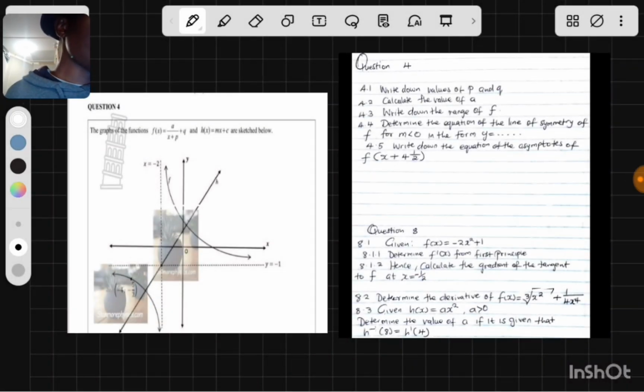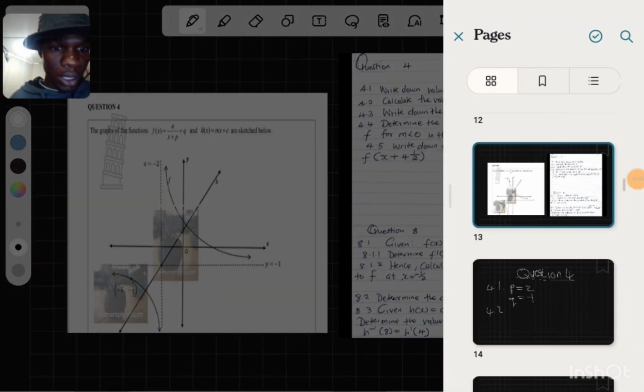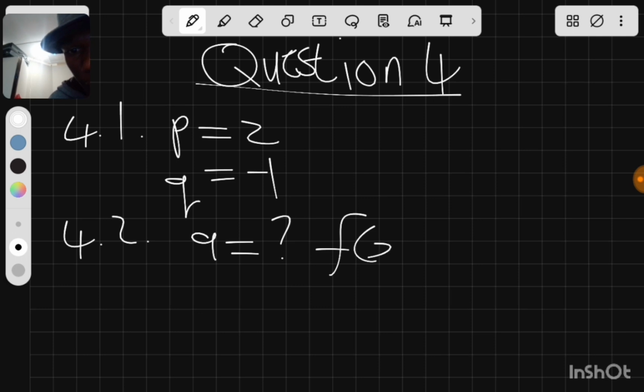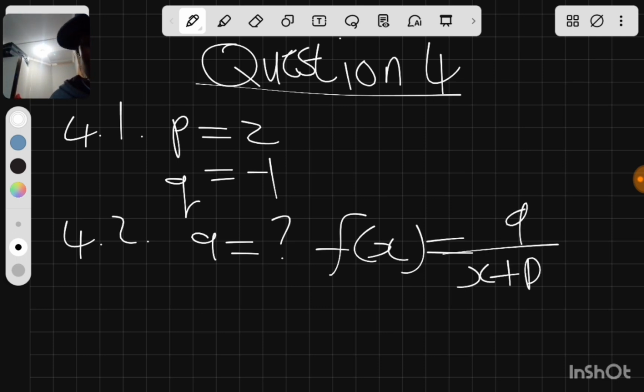Where do we find A? A is found on the parabola. Do we have any point on the parabola? Yes. Do we have the asymptote? Yes. So we can find K, but man, A, not K, the value of A. Say I start: f of x is equal to A over x plus P, plus Q. But we already have P and Q.